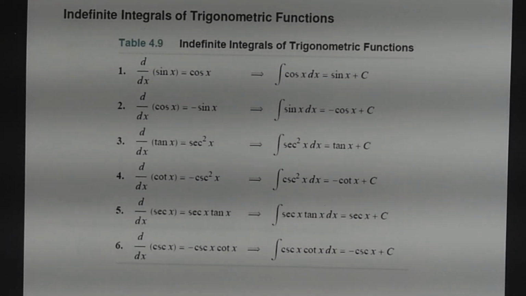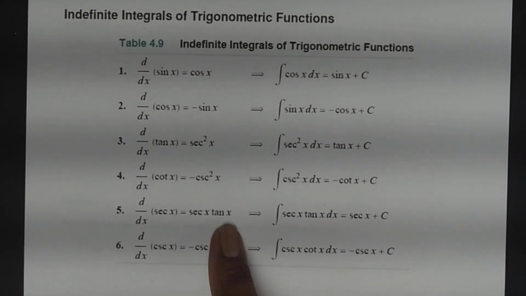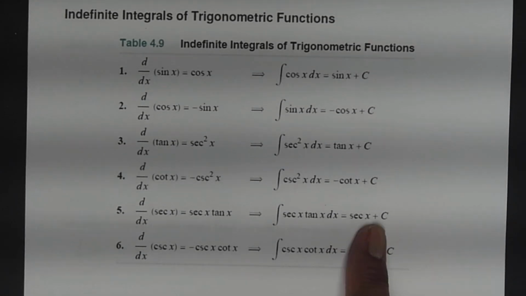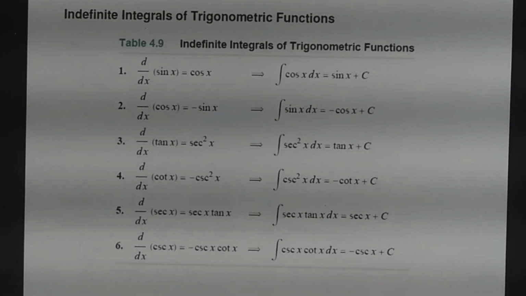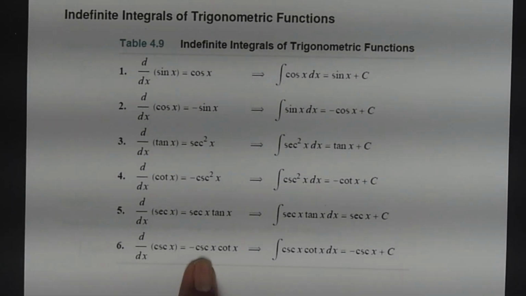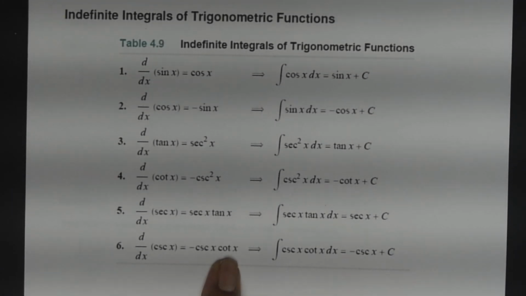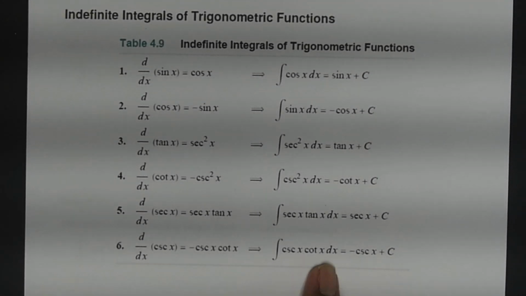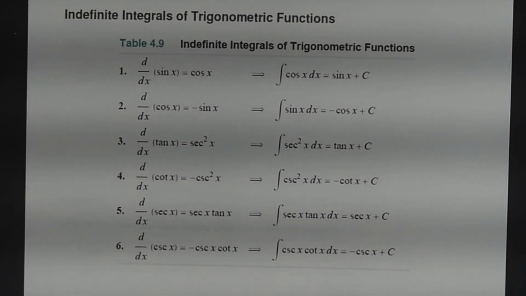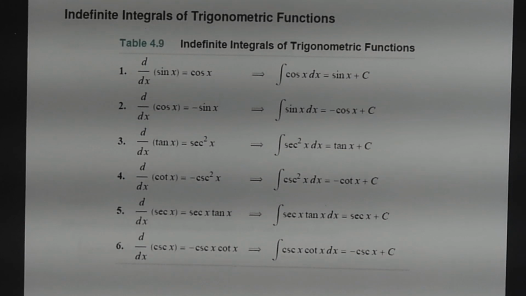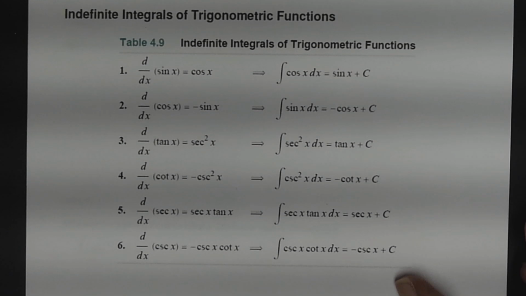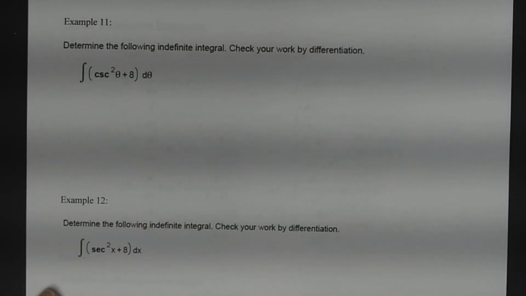Then the 5th one is the derivative of the secant of x. That's secant x tangent x. The integral of secant x tangent of x dx will be secant of x plus c. And then the derivative of the cosecant of x with respect to x will be negative cosecant x cotangent of x. So if I take the integral of cosecant x cotangent x dx, that's going to be negative cosecant x plus c. So do be familiar with those integrals as well, because we'll be using those to find their respective integrals, like in these two examples that I have here.